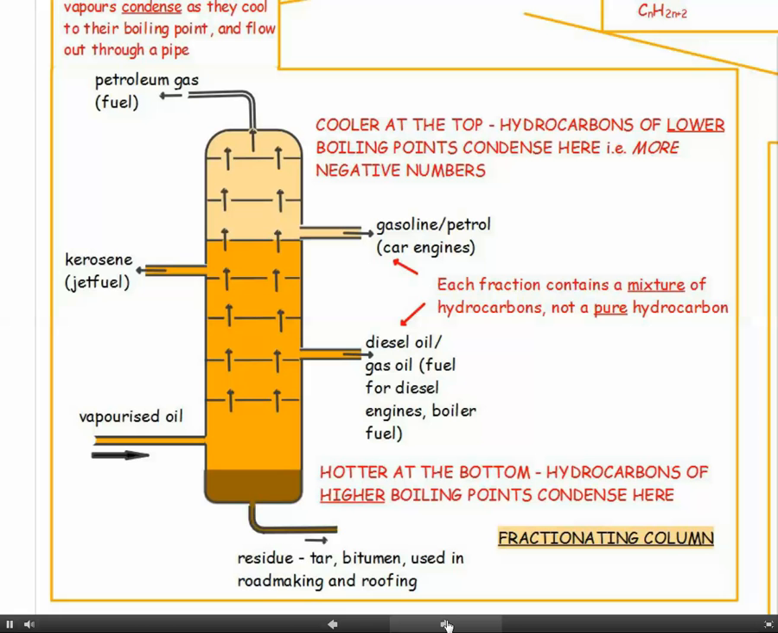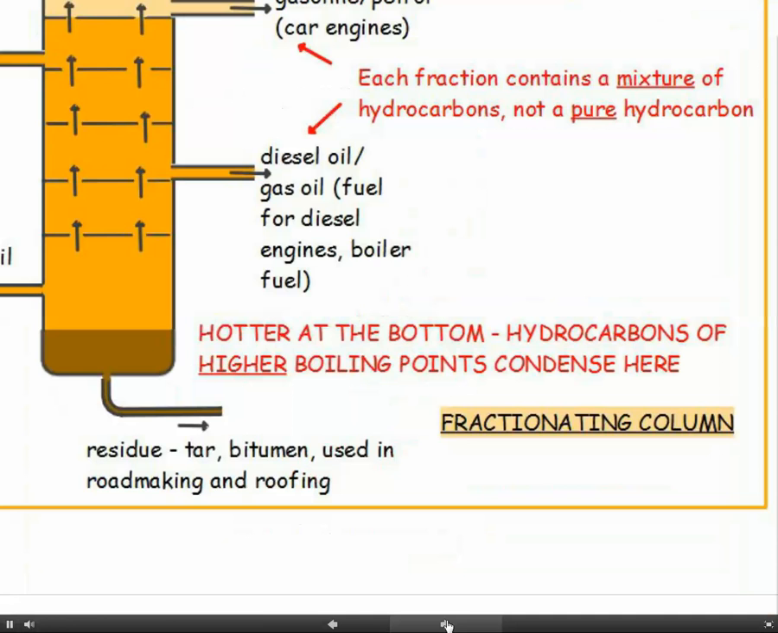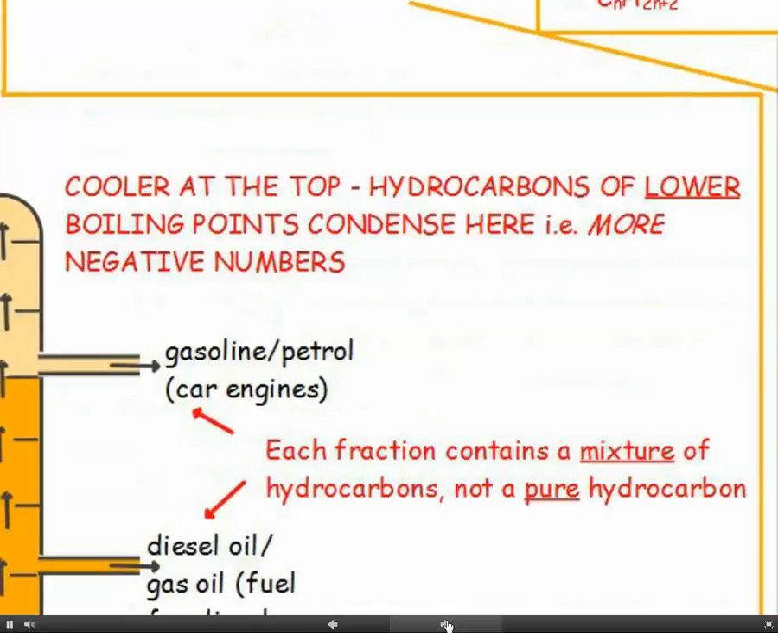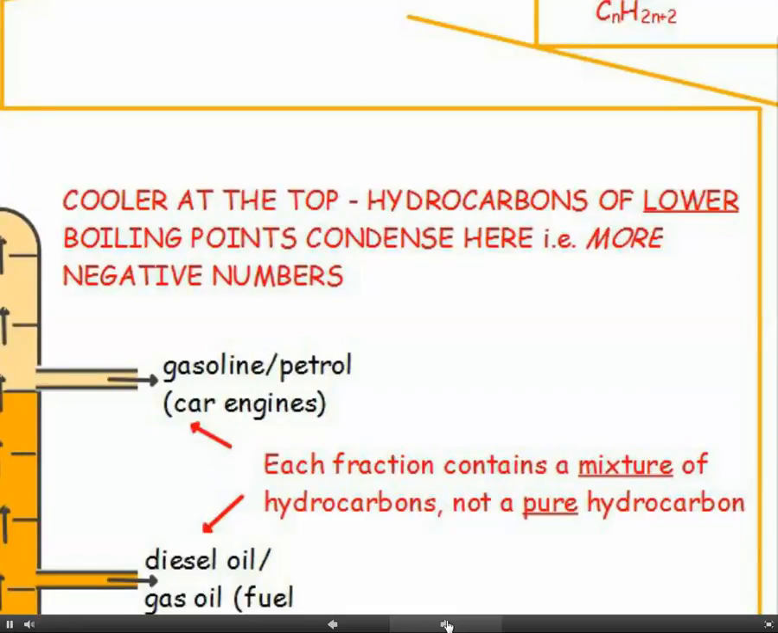So here's the fractionating column. The vaporized oil comes in at the bottom on the left. It's hotter at the bottom, so hydrocarbons of higher boiling points condense here. So we're talking about the longer chains, the residue, the tar, the bitumen, the sticky stuff. And it's cooler at the top, so hydrocarbons of lower boiling points condense here, the more negative numbers. Now just remember that each fraction still contains a mixture of hydrocarbons. It's not a pure hydrocarbon that is separated at each point.